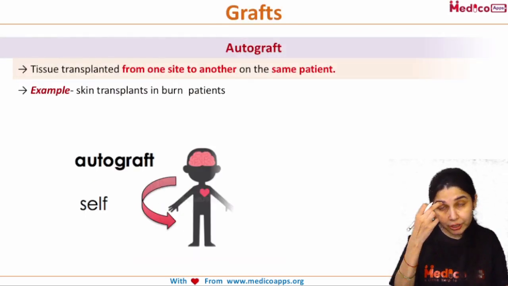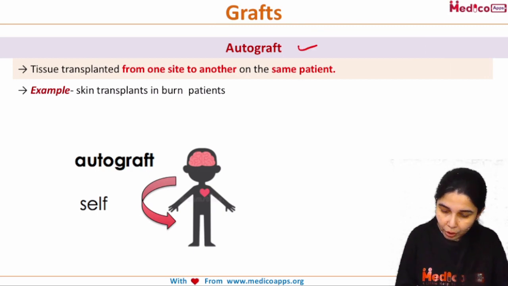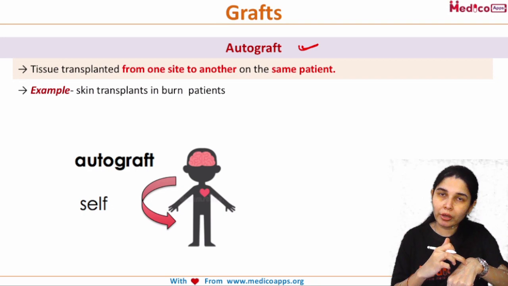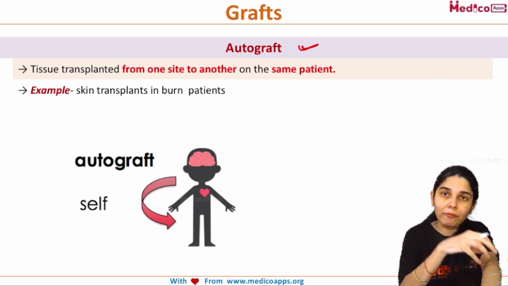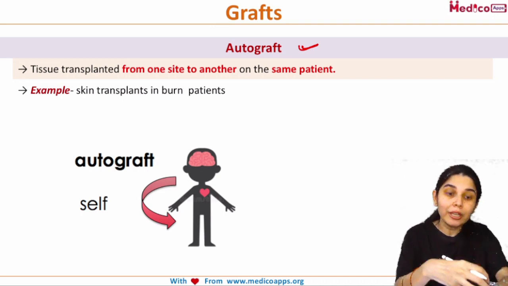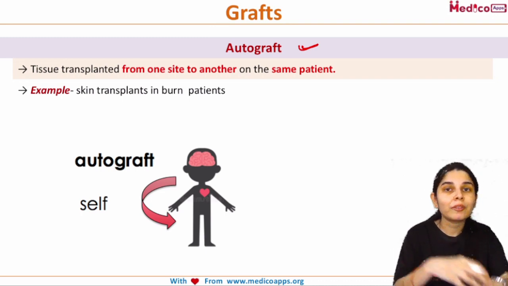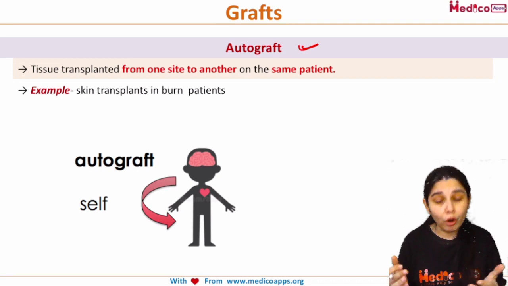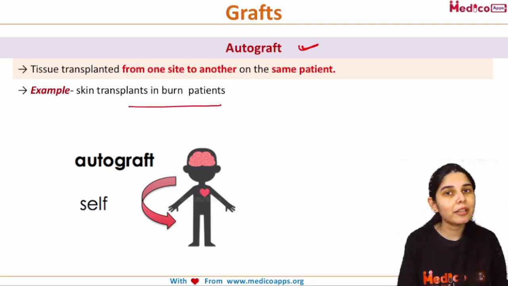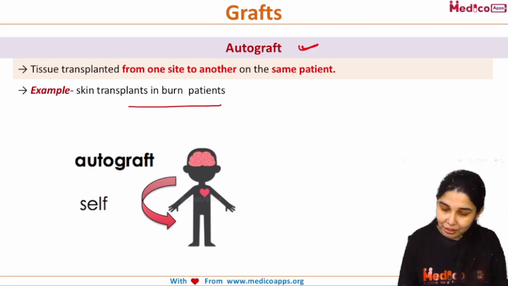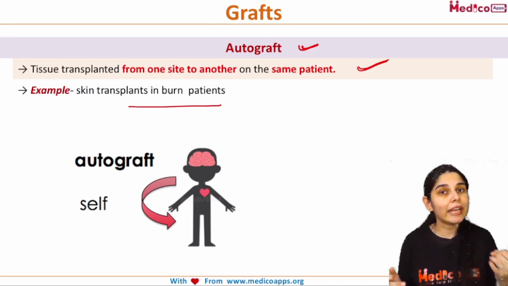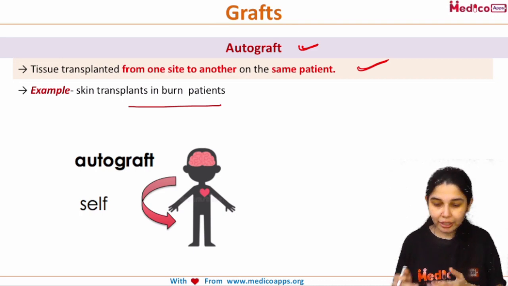The third option was the autograft. What is this autograft? If I have a burn here, and skin from one part of my own body is transplanted to the part where it was burned, that is what you call an autograft. The example is exactly the skin transplant in burn patients. I hope till now you have understood the allograft, heterograft, and the autograft.